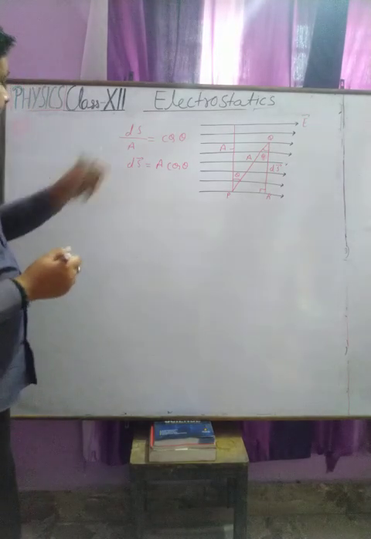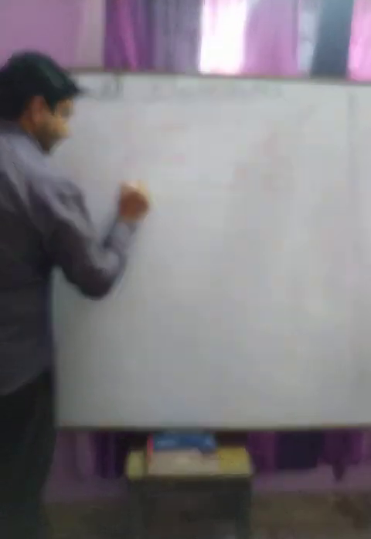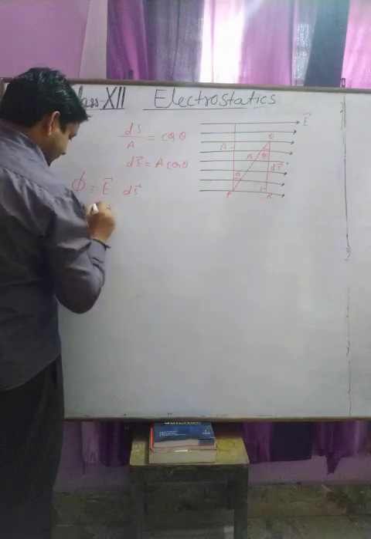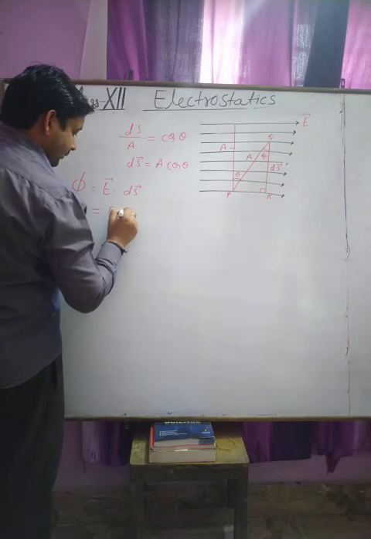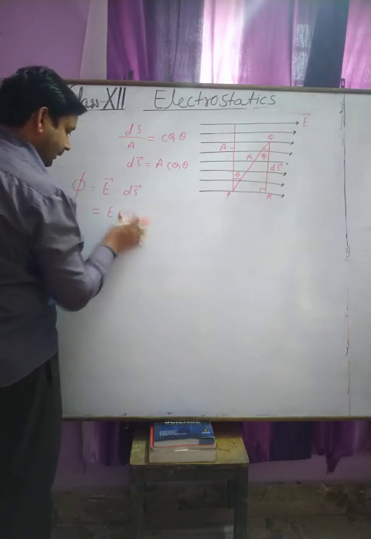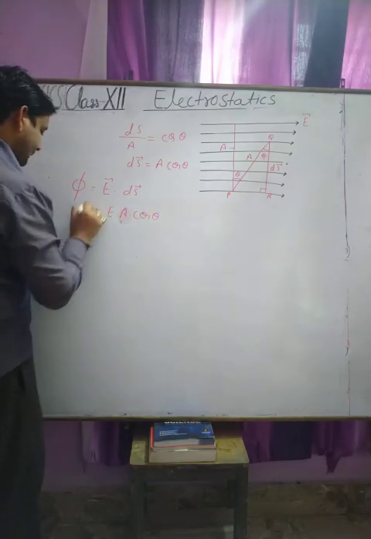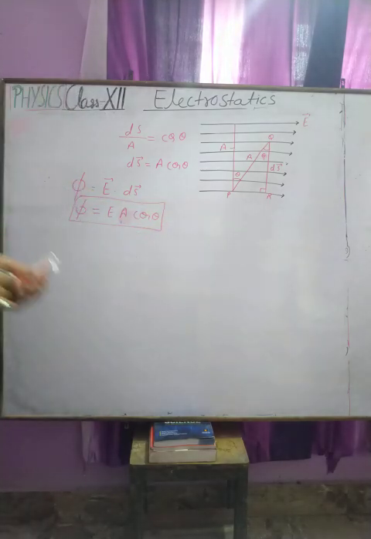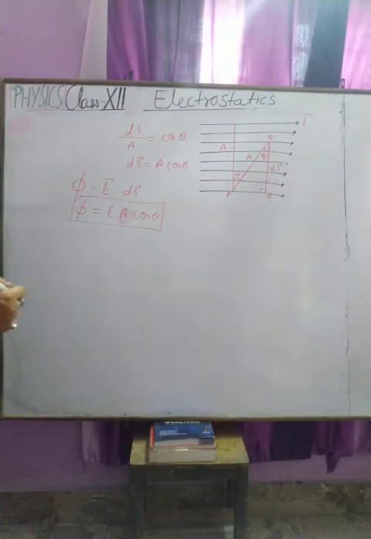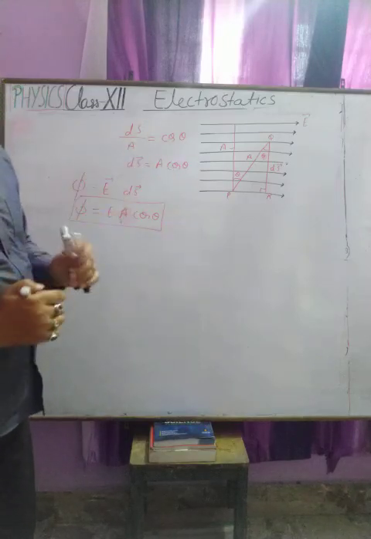as the product of the electric field into the surface dS for which the field is linked, that is E into A cos theta. This is the value of electric flux which we can calculate geometrically. This is the electric flux calculated for a symmetric or plane surface.